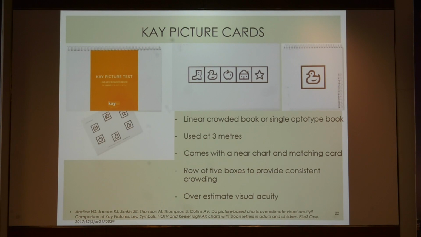So children who cannot verbalize or are shy, this test is very useful for them. Next is the Kay picture card. It comes as a linear crowded book or a single optotype book. This is used at 3 meters, comes with a near chart and a matching card. So in the crowded book, there are a row of 5 boxes to provide consistent crowding. Here we do tend to overestimate the visual acuity because guessing is possible.